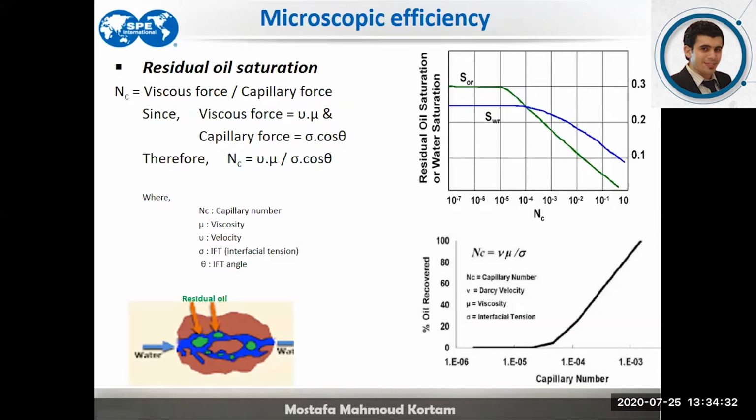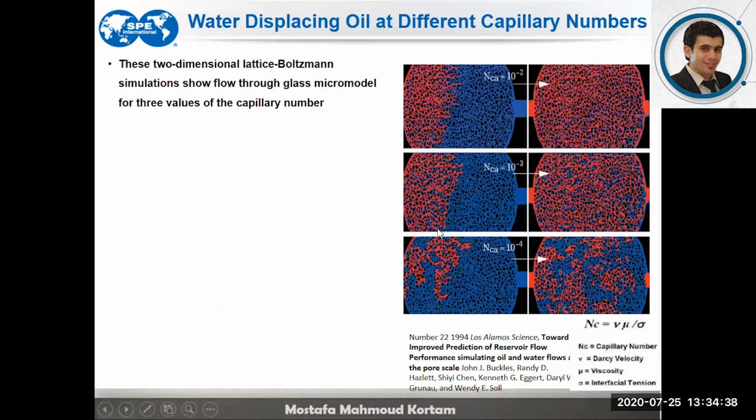So in short, we should try to increase the capillary number as much as we can. In order to give more explanation, here some research work attempted to understand the effect of capillary number on the displacement efficiency, utilizing an advanced simulation technique that is used to show the flow through a micro model with three different capillary numbers.